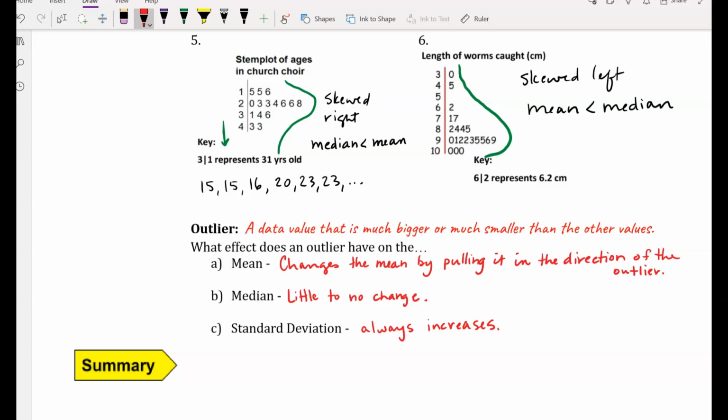The median is just the middle of your data. So if we have one data point or 2 data points that are outliers, then they're not going to change the median very much. The median is going to stay very close to the middle. And then the standard deviation always increases when you have an outlier, because the standard deviation tells you how far apart the data is.